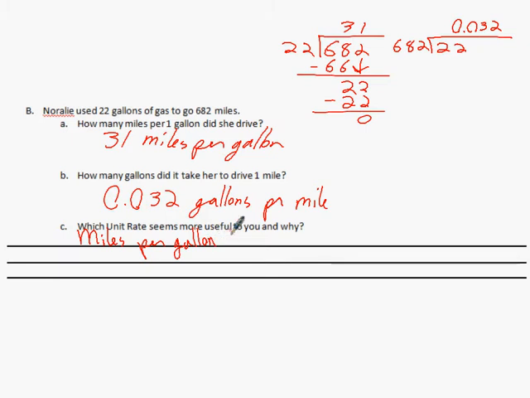And I'm going to say because the number is easier to think about. You could have said gallons per mile if you think that one is easier and more useful to you. That's fine. This is an opinion question. There's no wrong answer except for leaving it blank.